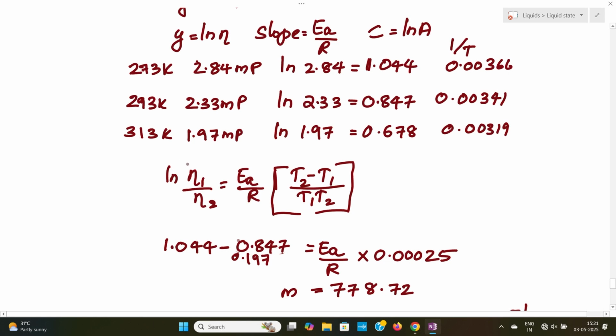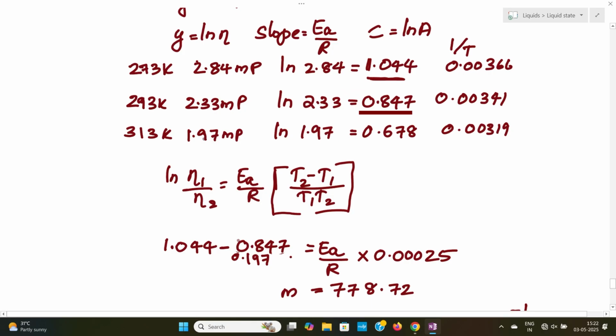So, when we compare the viscosities of the two liquids, the equation becomes ln eta1 by eta2 is equal to EA by R into T2 minus T1 divided by T1 T2. This is the equation. Here we have taken ln eta1 as 1.044 and ln eta2 as 0.847. Then that is equal to EA by R into T2, which is 293, minus T1, which is 273, divided by 293 into 273.